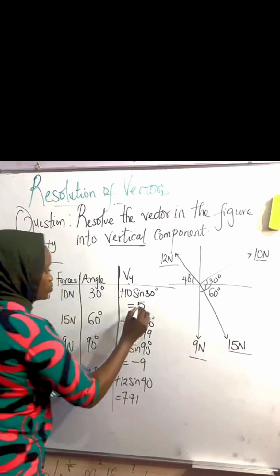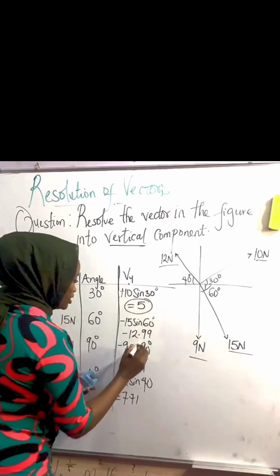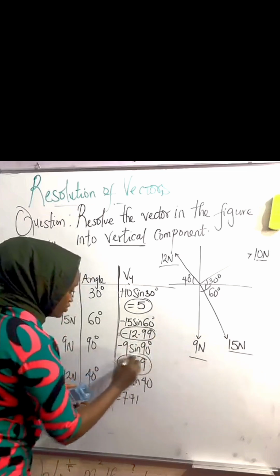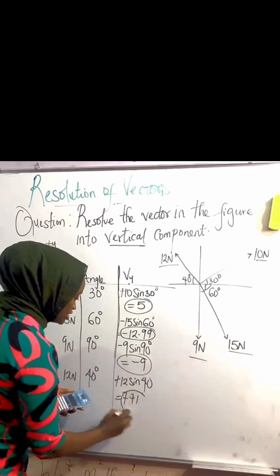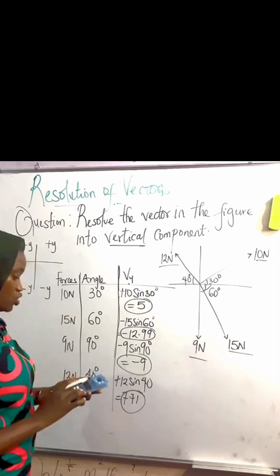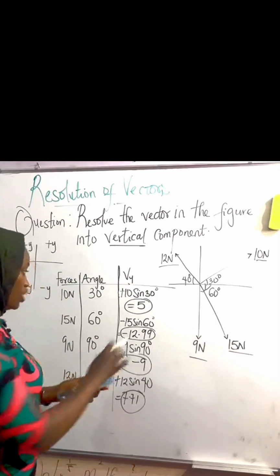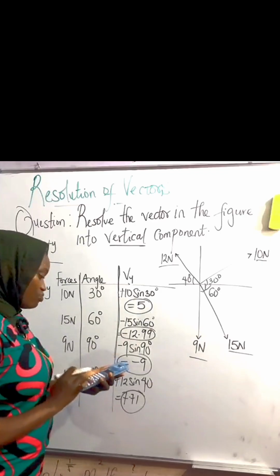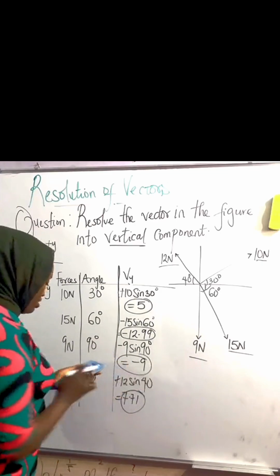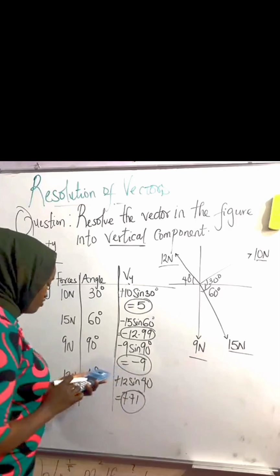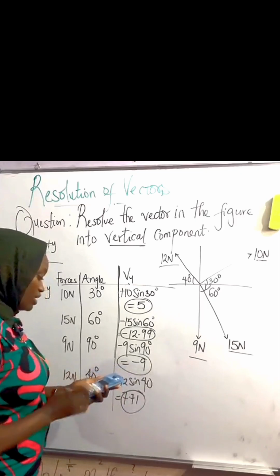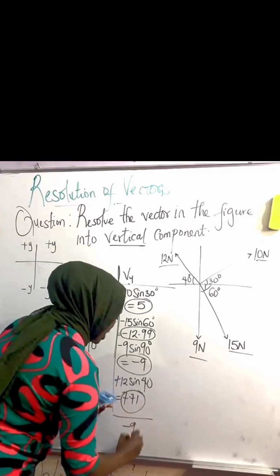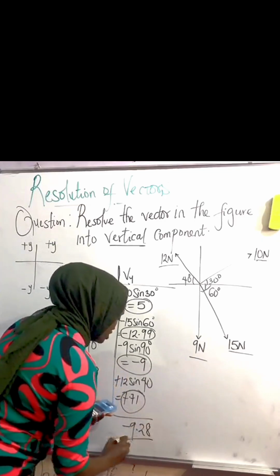So now these are the answers we have. The first answer here is 5. The second answer we have here is minus 12.99. The third answer is minus 9. And the last answer is 7.71. So from here, all we need to do is to add up all the values we have here. So we have 5 minus 12.99 minus 9, and here we have plus 7.71. So the final answer the calculator is giving us here is minus 9.28 in 2 decimal places.